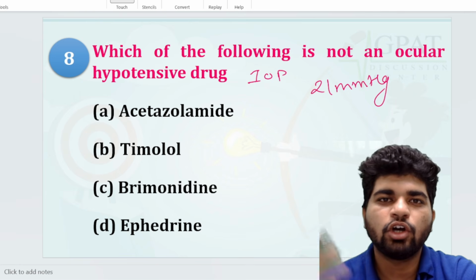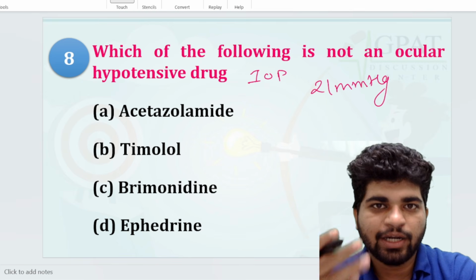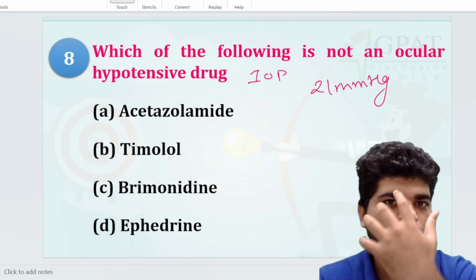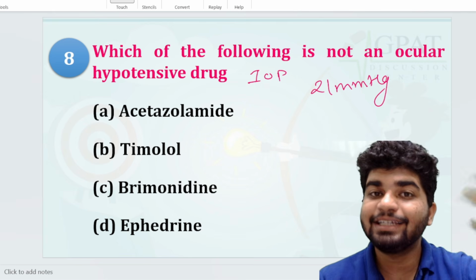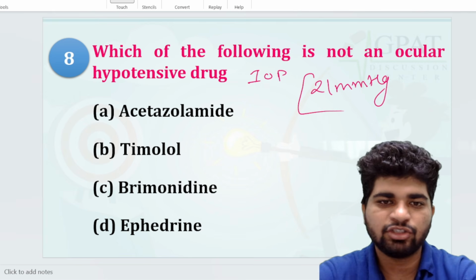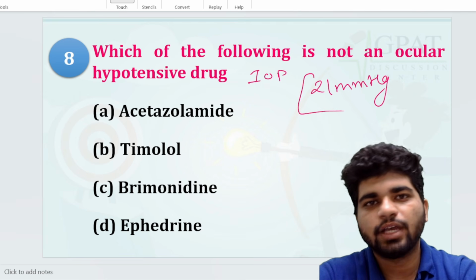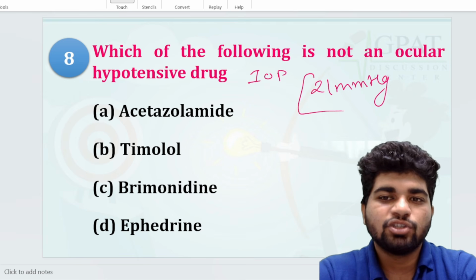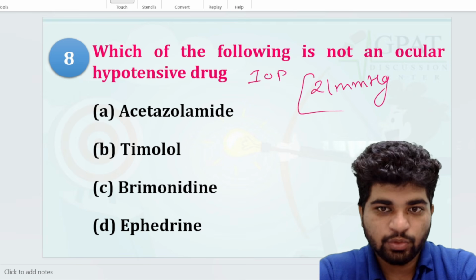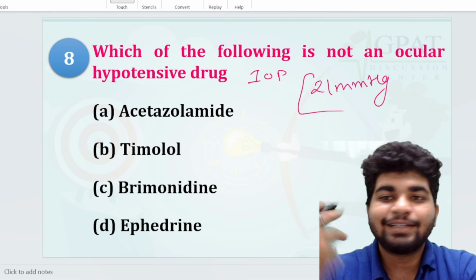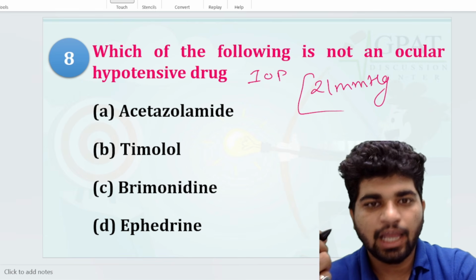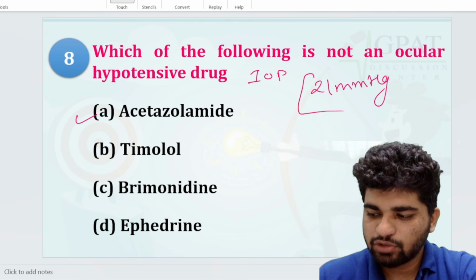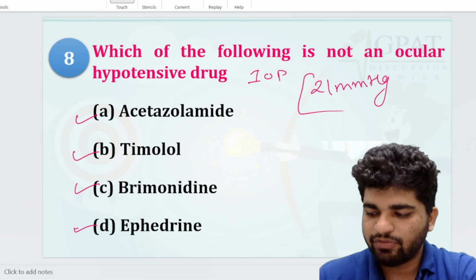So whenever you go to the eye clinic for an eye checkup, they usually check the eye pressure in both eyes. If that pressure exceeds 21 mm Hg, then that condition is known as a glaucoma condition. All right. So that's what they have asked here. Which of the following drugs doesn't have any ocular hypotensive ability? Is it acetazolamide, timolol, brimonidine, or ephedrine?